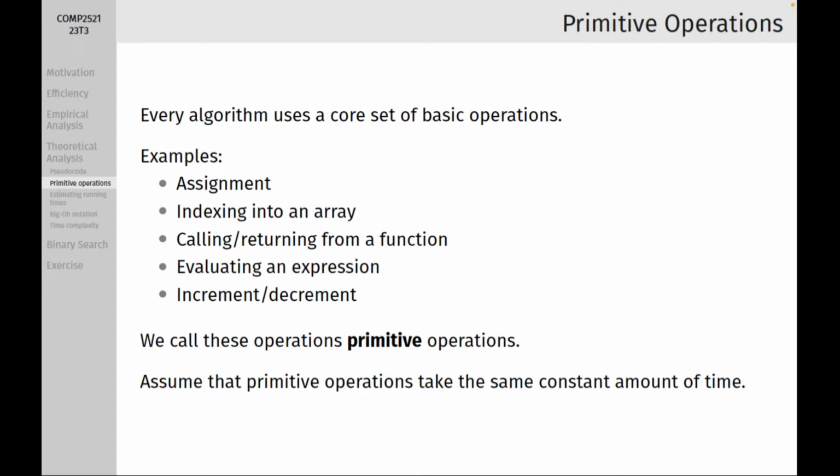We call these operations primitive operations, because they're very low-level operations that every program, no matter what language it's implemented in, would end up being broken down into. One assumption that we make is that primitive operations take a constant amount of time. We can also assume that they take the same constant amount of time, even though that's not necessarily true in a real machine. It won't affect the result that we get.